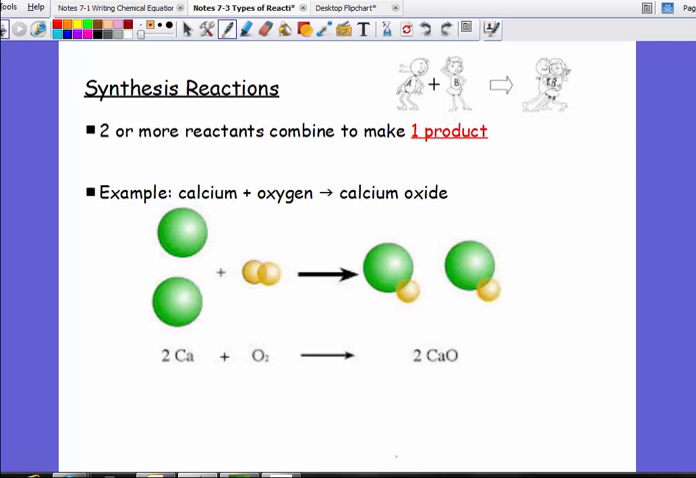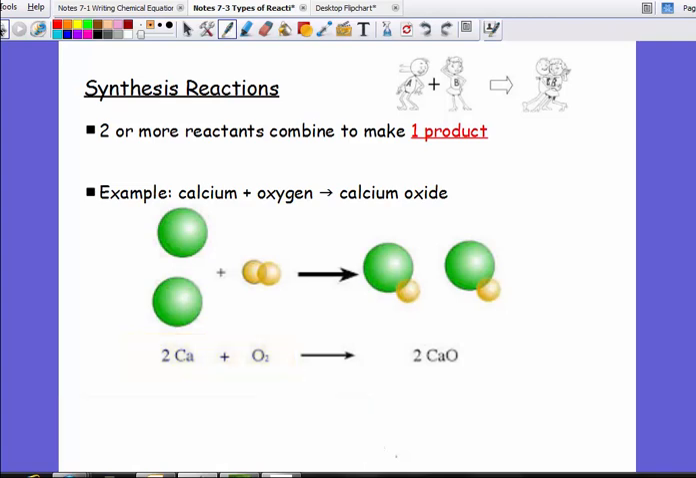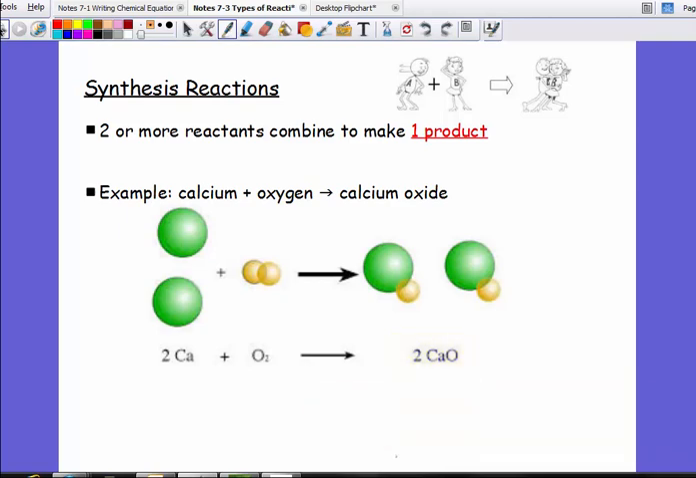Now before we go any further, a couple things I want to make sure you understand. In this particular example, when I talk about pure calcium and I talk about pure oxygen, those are both elements. They are getting together to make a compound, something that has 2 or more different types of atoms that are bonded together. Even though when I write that balanced chemical reaction, we wind up with 2 calcium oxides in the bottom, we ignore the coefficients when we're trying to classify reactions.